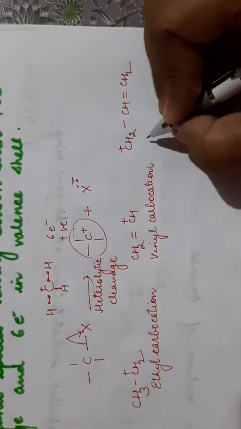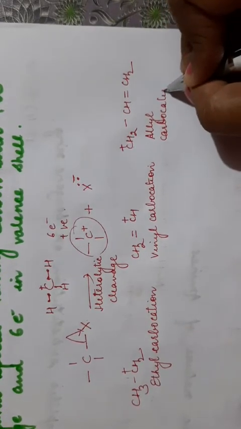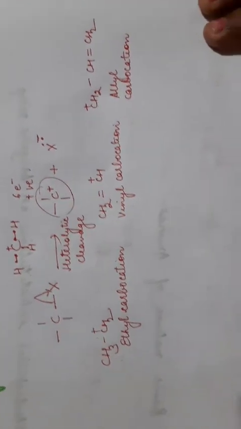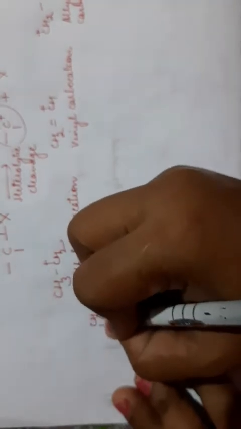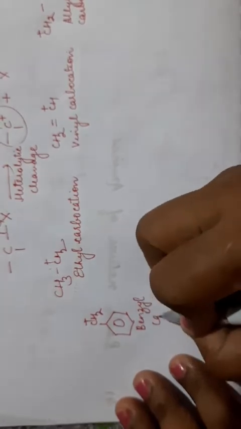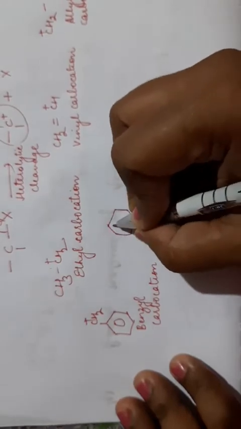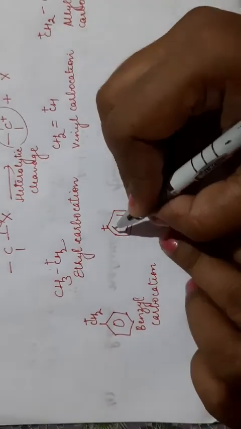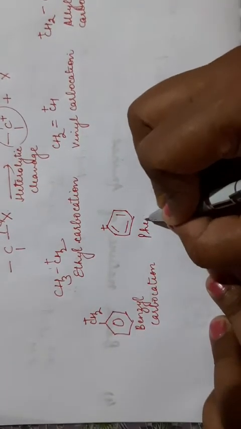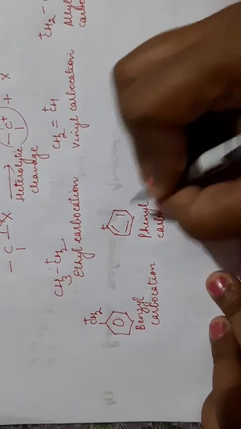Now if you have CH2 plus CH=CH2, a positively charged carbon adjacent to the double bonded carbon, it is known as allyl carbocation. If you have a benzene ring to which a CH2 group is attached, it is known as benzyl carbocation. Clear? But if you have a positive charge on the benzene ring itself, on the double bonded carbon of the benzene, it is known as phenyl carbocation. And it is highly unstable because the positive charge is present on an sp2 hybridized carbon.